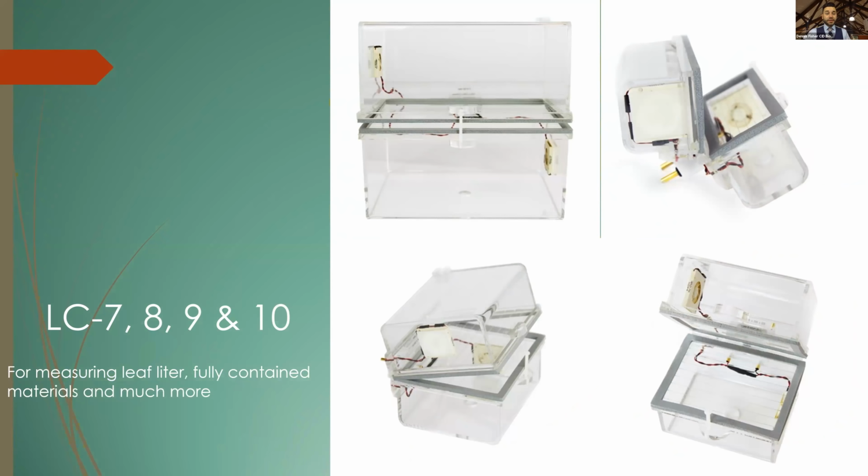Now the LC7, 8, 9, and 10 are for measuring leaf litter, fully contained materials, and much more, including in one particular case, sea cucumbers. On the inside, you can see the internal fans that run when you attach the CI-340, allowing measurements to be taken in a more homogenized atmosphere, regardless of the increase in volume. And the major difference between these is, as you can see in the top right corner, that is the LC7. It's only a quarter liter, and these go up to a full liter chamber.